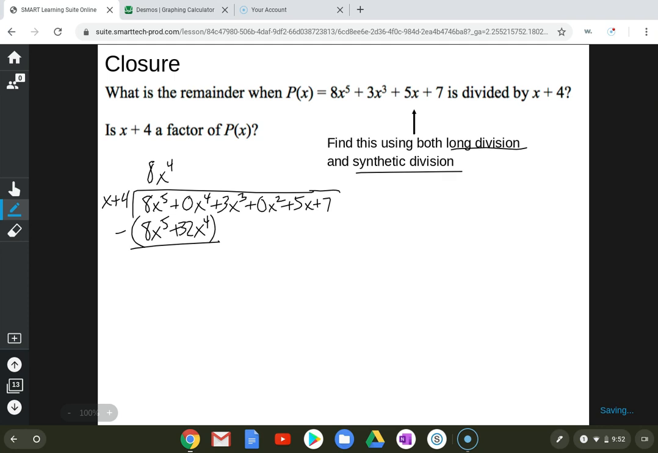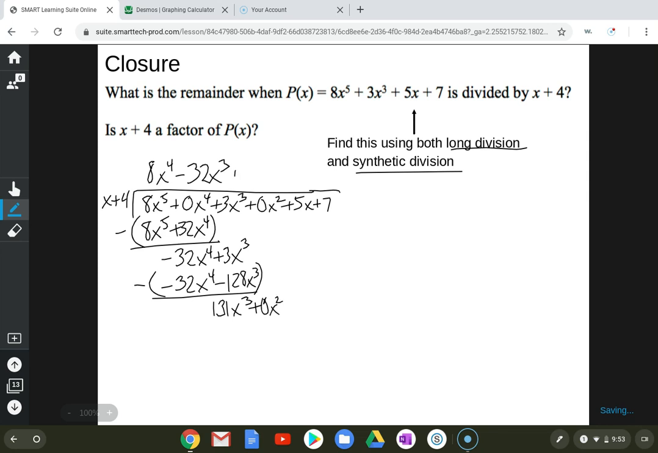Subtract down, and I end up with negative 32x to the 4th. Bring down the next term. I'm just going to bring down one at a time. I have to multiply x by negative 32x cubed in order to get negative 32x to the 4th. And then I have minus 128x cubed. When I subtract down, I'm actually adding. So 128 plus 3 gives me 131x cubed.